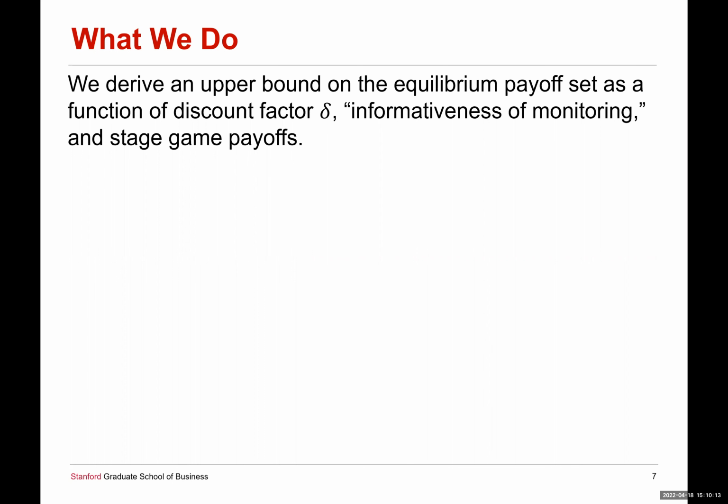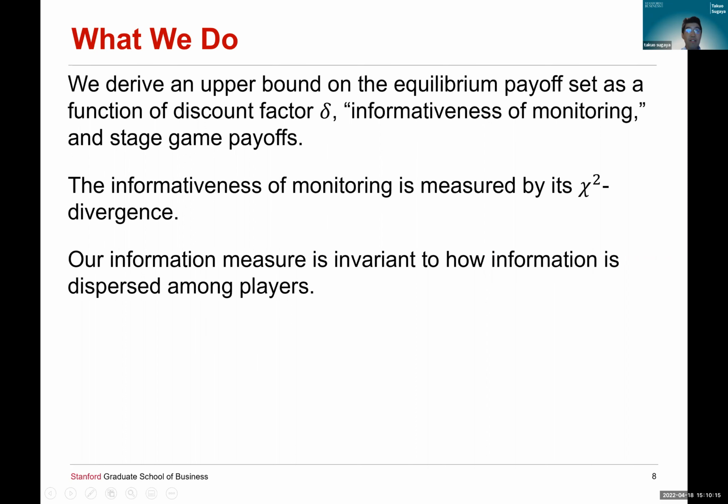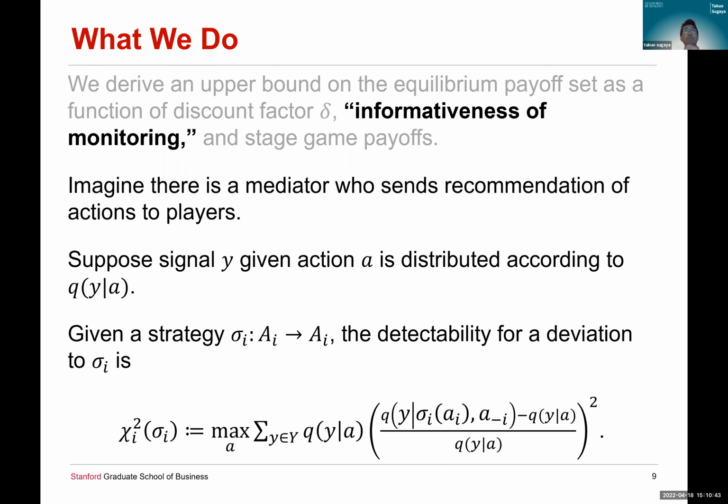Okay, good. And then this informativeness of the monitoring is measured by its chi-squared divergence, as we're going to define later. And one particular feature of this information measure is that it is invariant to how information is dispersed among players, in a sense that I'm going to explain in a second.